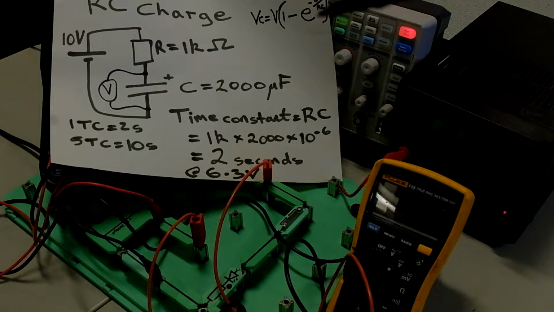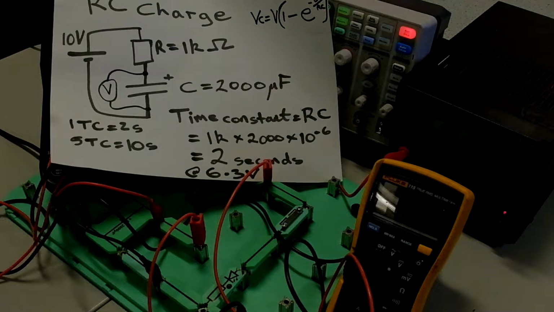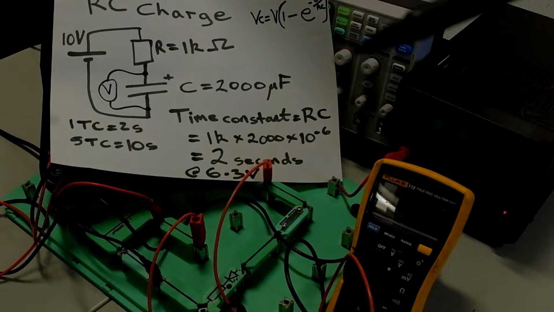e is Euler's number. It's a constant that defines natural growth and decay, 2.7128. This is a natural process. Capacitance stores charge. For example, your body's a capacitor. We want to see if this mathematical expression can be verified by experiment.